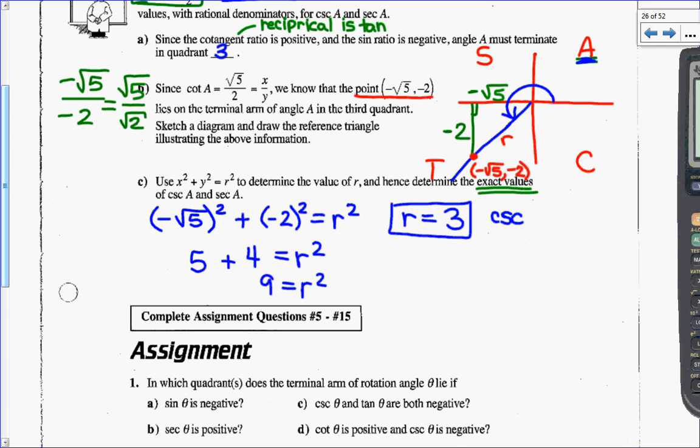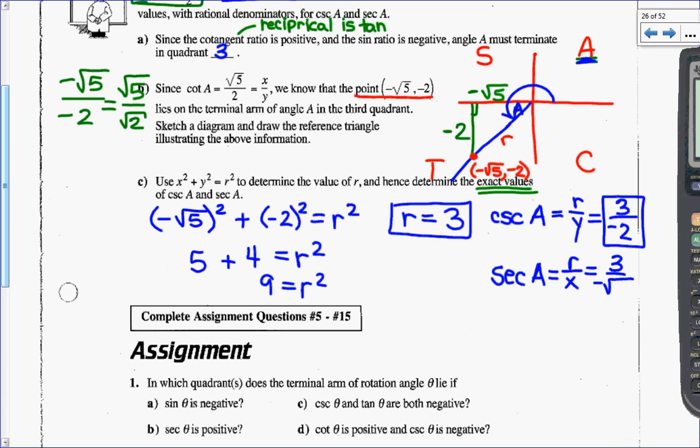Once we know that, then we can figure out cosecant of A. They're calling this angle in here A. So cosecant A is r over y, and secant A, well, secant would be r over x. So r over y, our r value is 3, our y value is negative 2, so negative 3/2 is cosecant A. And secant A, r over x, well, our r is 3, our x is negative root 5.